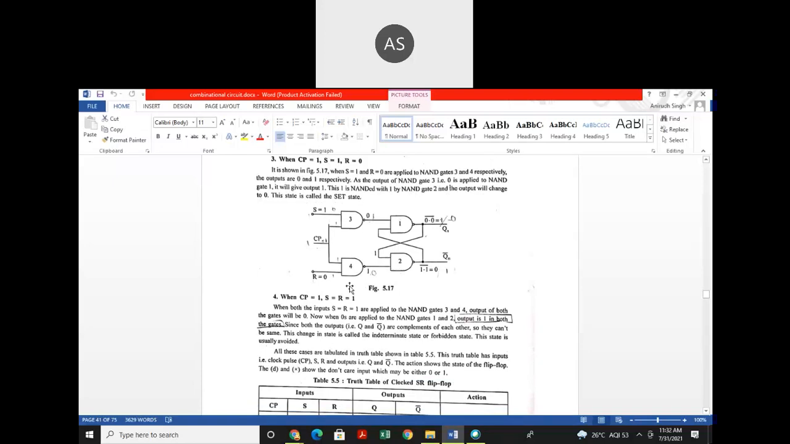Let us see once again. If S is 1, clock is 1, R is 0, then 1 and 1 will give 0 output, and 1 and 0 will give 1 out. If the previous state is 0, then this 0 and 1 will give 1.